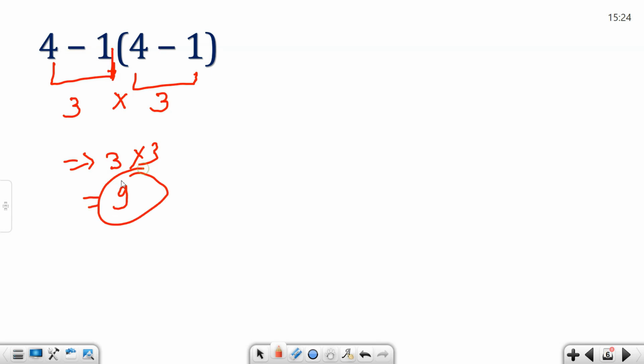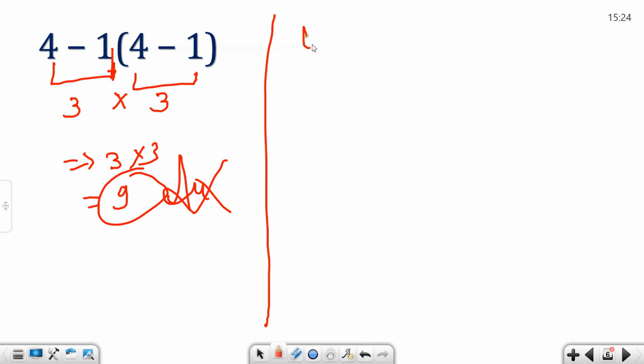While some might think the answer is 9, that is actually not the correct result for this problem. Now, let's look at the correct way to solve it. We have 4 minus 1 inside the bracket, and then another 4 minus 1. So for the first step, we will solve the part inside the bracket, 4 minus 1, which gives us 3.